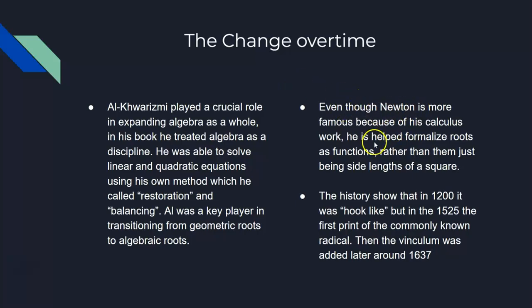Even though Newton is more famous for his calculus work, he helped formalize roots as functions rather than just being the side length of a square. These were two key players in changing roots and radicals as they evolved into what they are now. The history shows that in 1200 it was hook-like, but in 1525 was the first print of the commonly known radical, then the vinculum was added later, around 1637.